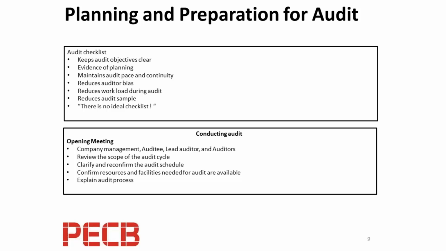Of course, let's come to the checklist. A checklist will keep the audit objectives clear, and then of course evidence is planned, and it maintains the audit pace and consistency, so that as an auditor you don't miss out on any points or areas that need to be checked. It reduces the bias of the auditor, reduces the workload during the audit, and of course it reduces the audit sampling. There is no ideal checklist. Whatever checklist you prepare is standard, and ISO 27001 doesn't recommend any format for the checklist as well.